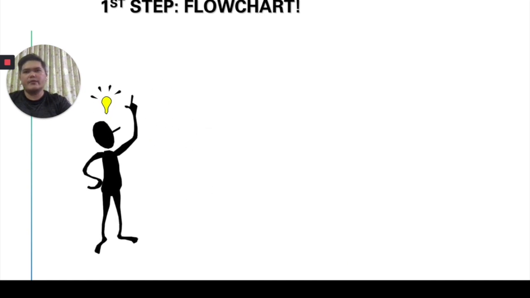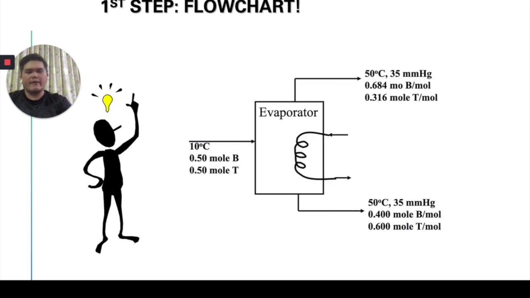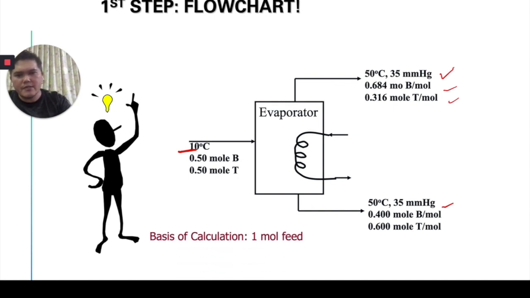First of all, we need to draw the flow chart, as I have drawn earlier. Things are coming in at 10 degrees Celsius, and what is going out is at 50 degrees Celsius and 35 millimeter mercury with these particular values. Similarly, the bottom product is also at 50 degrees Celsius with 0.4 and 0.6 benzene and toluene respectively. Our basis of calculation, we choose just 1 mole of feed.